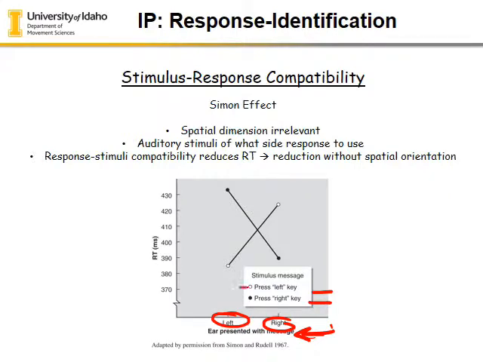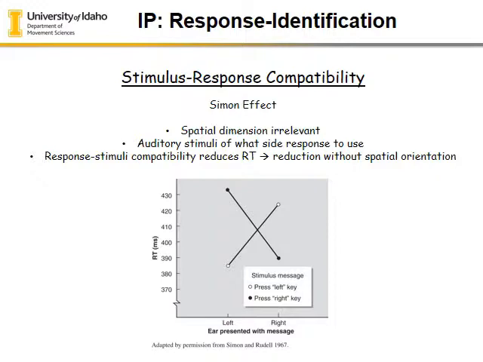So this circle here is you're supposed to press the left key, and if it's presented in the ear that you're supposed to press it with, the reaction time is much more reduced. And in both of these, it's about 40 milliseconds of a reduction in time if the ear you hear the word in matches the hand you're supposed to press the key with. If I'm told in my right ear to press my left, I increase the reaction time.